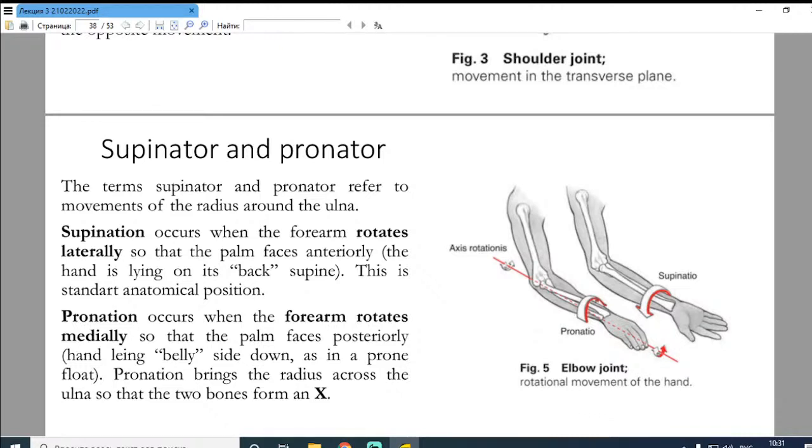Pronation occurs when the forearm rotates medially, so that the palm faces posteriorly, the hand lying belly side down, as is prone, forward. Pronation brings the radius across the ulna, so that the two bones form an X.